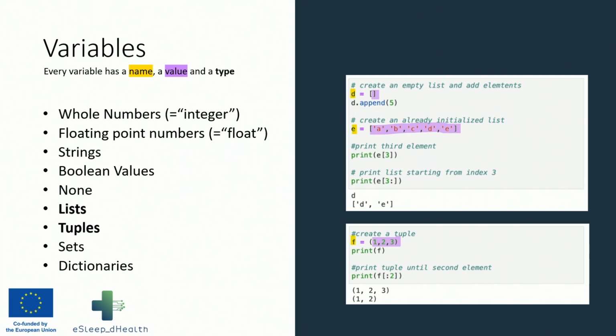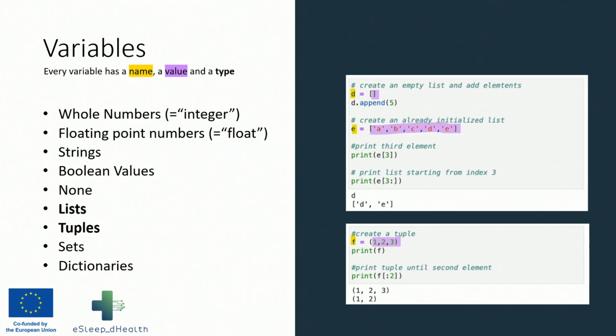Okay, and then here also our printing command gets a bit more complex, let's say. If we want to print the list E, for example, we can choose to only print the third element. But more on this type of accessing list elements later on.